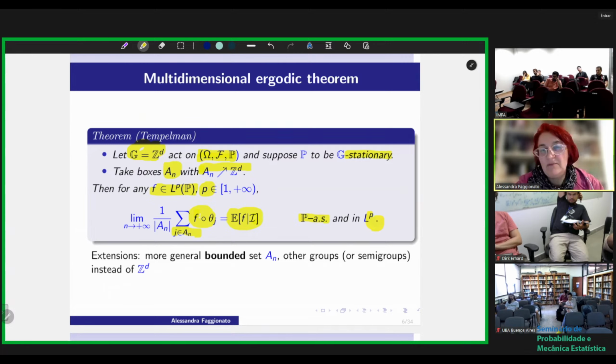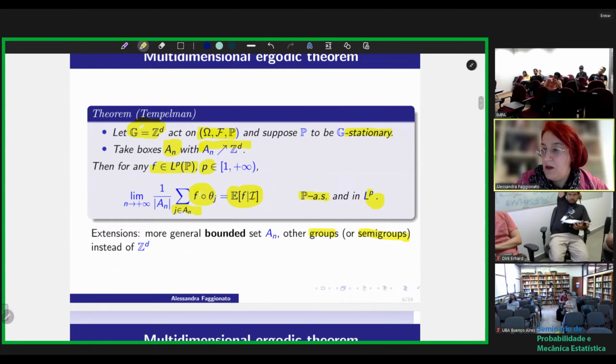And then Tempelman and his co-workers, and also other people, have worked to extend these results, for example by considering more general sets, not only boxes, but they are always bounded in the theorems, and also other groups or semigroups instead of Z^d.